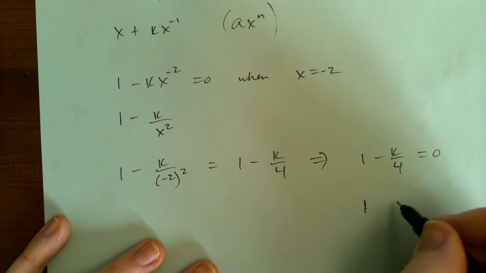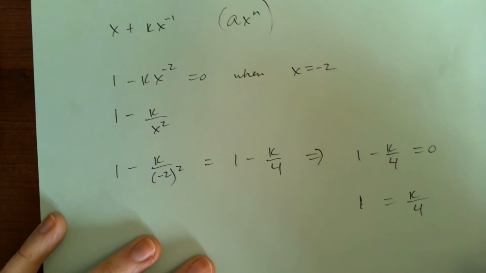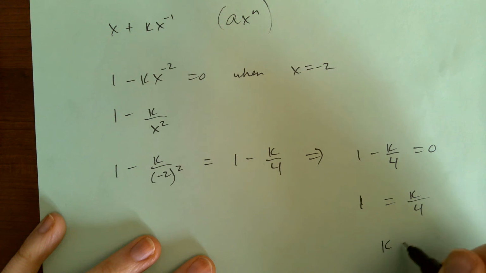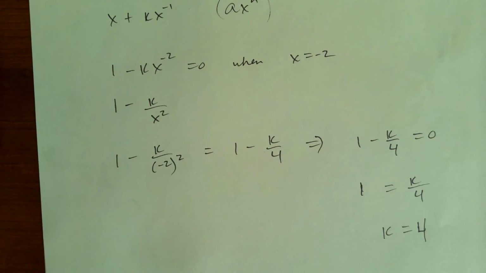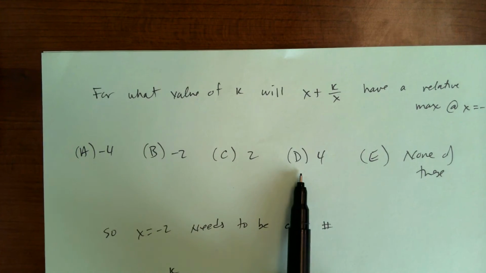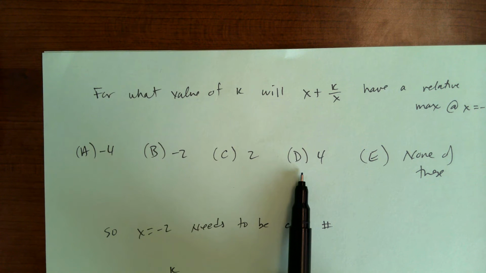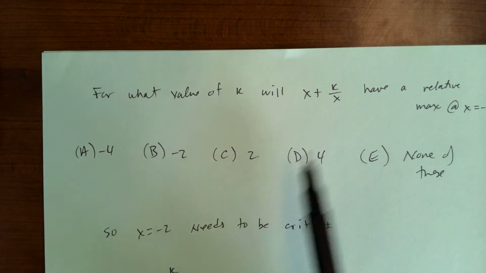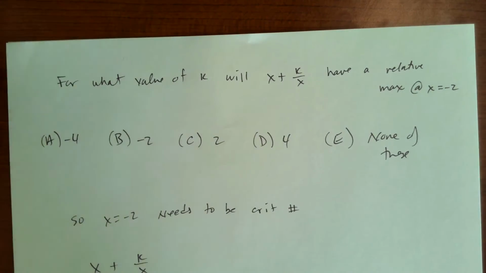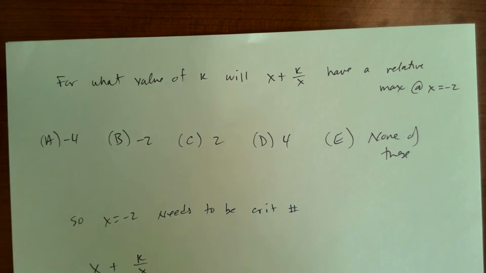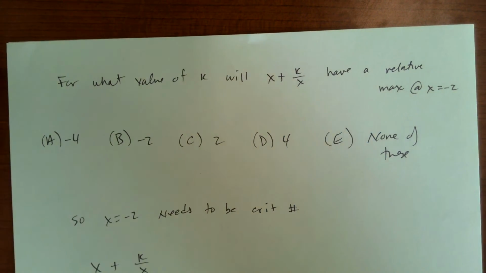So you could go like this: you can add that over to the other side, so k over 4, and then if you cross multiply, you end up getting k equals 4. Now, it's going to be very tempting to pick D. Okay? That's going to be very tempting. But guys, we know that we want a relative max, so we need to observe a sign change on the f prime number line from positive to negative.